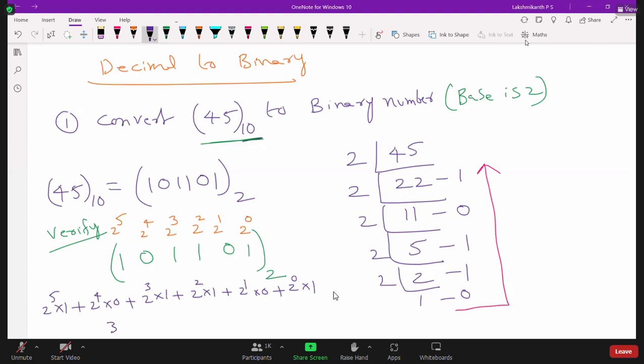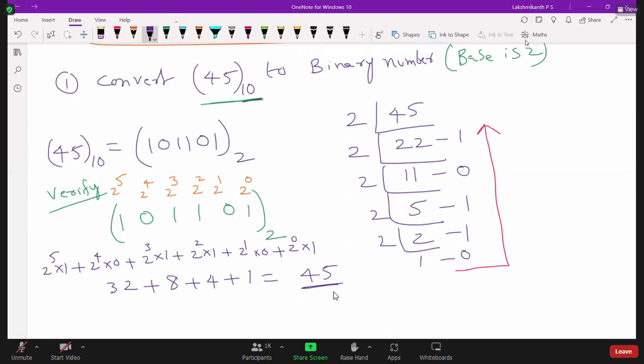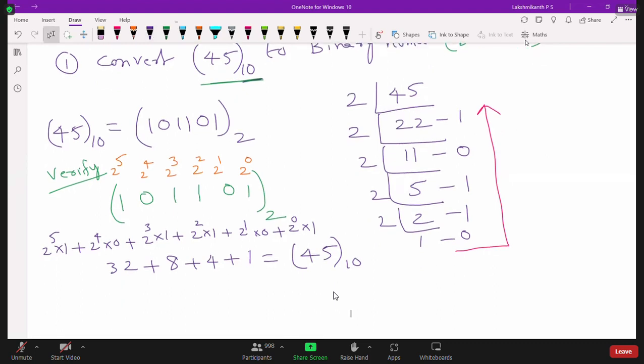2 power 5 is 32, plus 16 into 0, that is 0, plus 8, plus 4, plus 0, plus 1. 32 plus 8 is 40, 44, 44 plus 1 is 45. Now we have converted this binary number back to the decimal base 10. Hope it is clear for everyone. This is how we can verify. You divide like this and write the remainders from bottom to top.